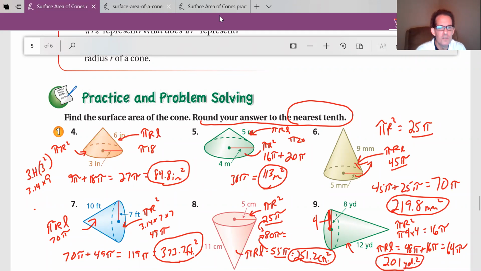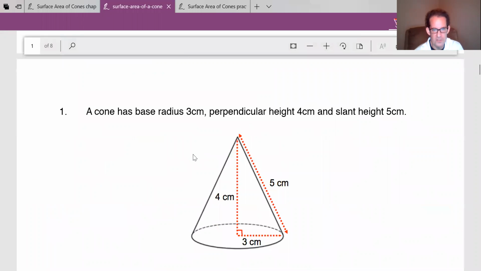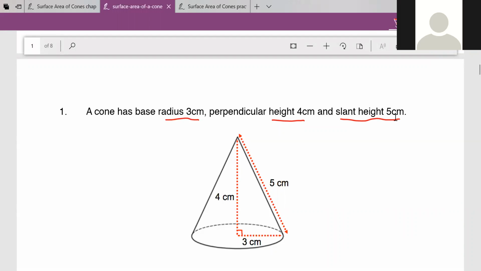Let's take a look at more examples. I like these because there's plenty of space to write on your paper. It says the radius is 3 centimeters. It says the perpendicular height is 4 centimeters. And it says the slanted height is 5 centimeters. Be careful of what to use when you find the surface area of a cone. You don't want to use the height. You want to use the slanted height. So I'm not going to use 4 at all in my equation.